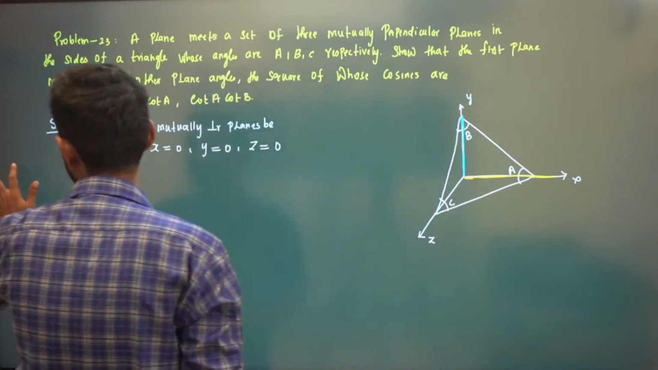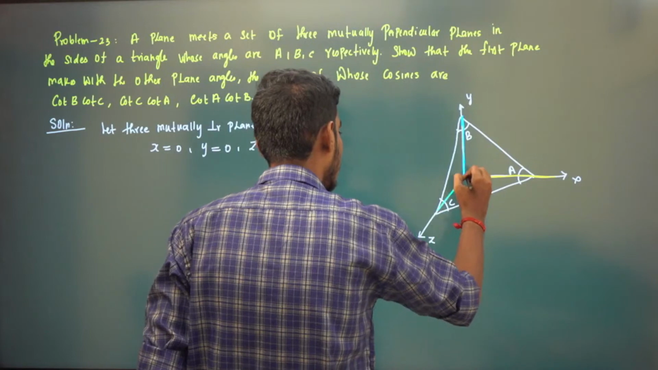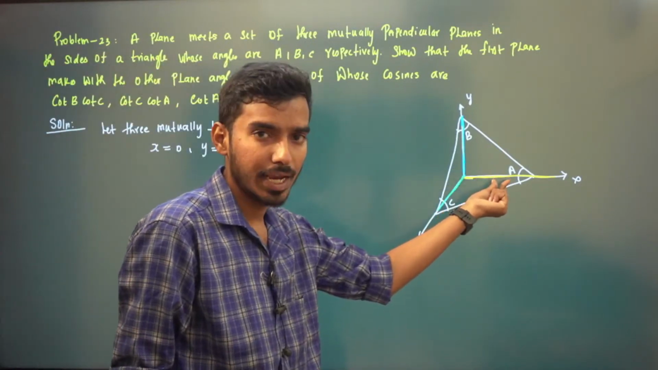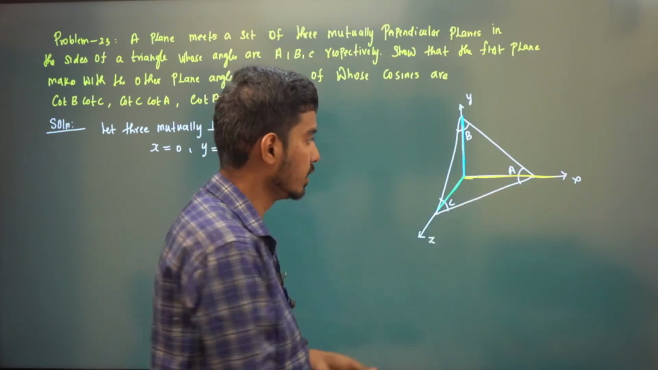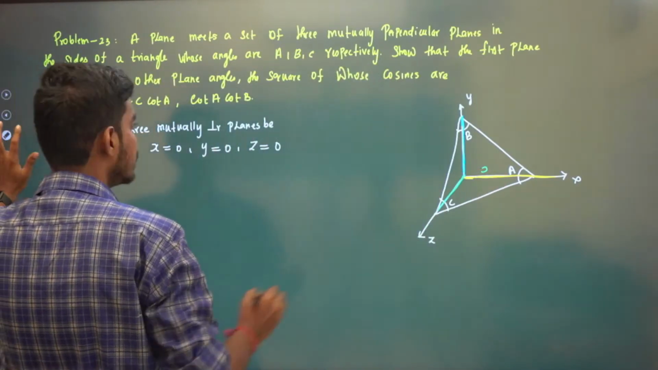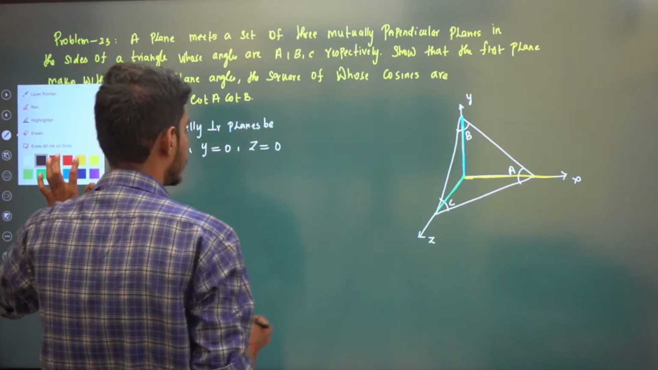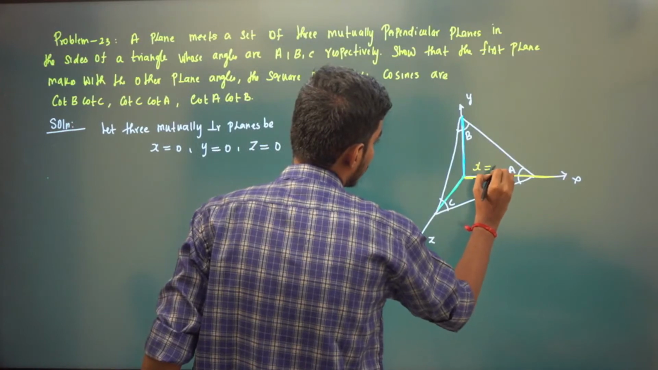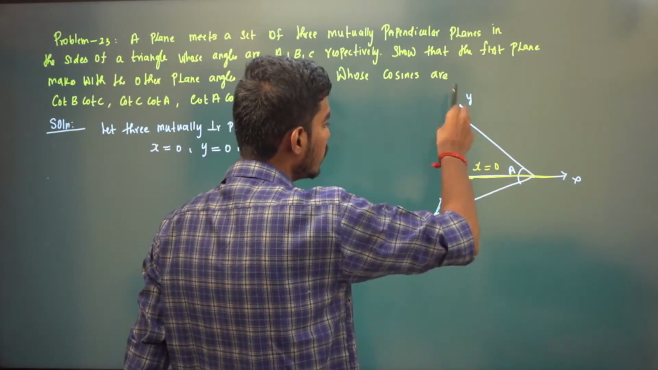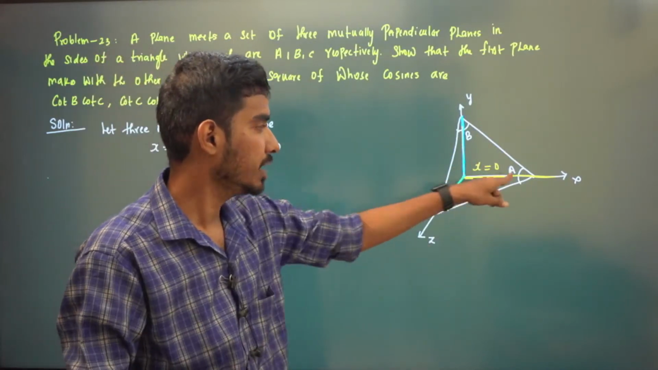And the third plane is this, right? Now, you need to find the angle between the first plane, which is x equals 0, and this big plane. So first you need to find the angle between this yellow plane and the big white plane. The white plane is this whole plane, right?